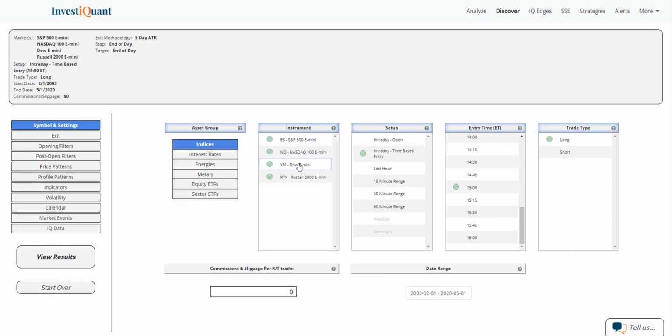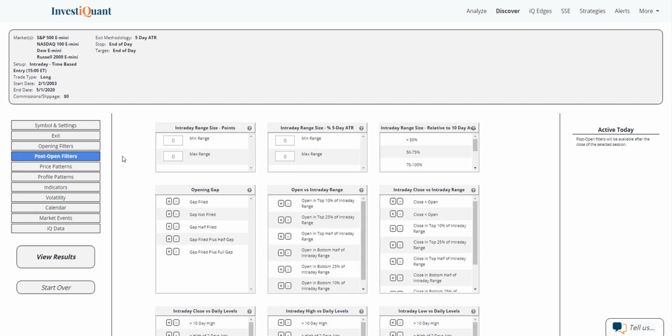I've got all four instruments selected here. The setup is the time-based entry at 3 p.m. Eastern Time, and it is set up as a long trade. Because this is rare territory, I'm not going to add any sort of opening filter to it. You just get really low on sample sizes. So I'm not going to include either down gaps or down gaps below prior day low, like we did have this morning in this example.